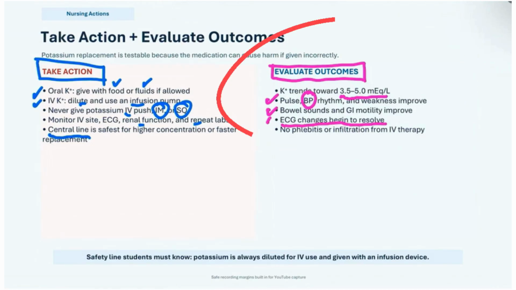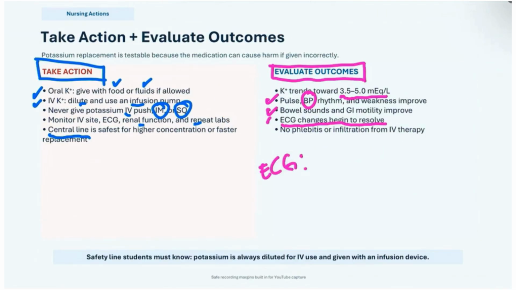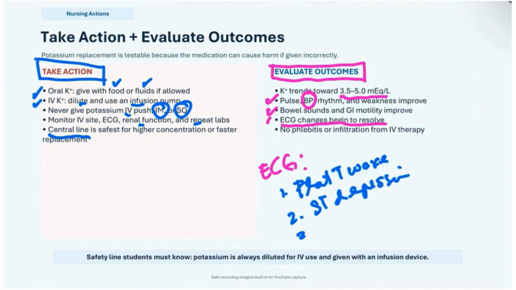Remember the symptoms that I mentioned earlier, right? For your ECG, remember I said flattened T wave, right? You're going to have ST depression, and you're going to have U waves. So when we see that it's improving, then you don't have any flattened T wave, meaning to say the T wave is now normal. There's no ST depression, and then there's no U waves anymore.